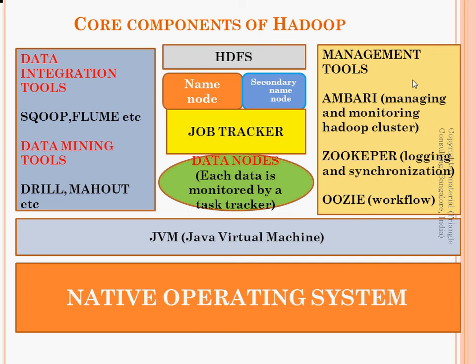We shall discuss Oozie in the subsequent slides. For the time being, just understand that there could be several kinds of jobs, hundreds of jobs being submitted. Oozie is a workflow manager which helps you design, like a flowchart, the sequence in which the jobs will have to be executed. In subsequent videos, we will learn what exactly Oozie is, how Ambari and Zookeeper work, and do some hands-on exercises with Sqoop and Flume.